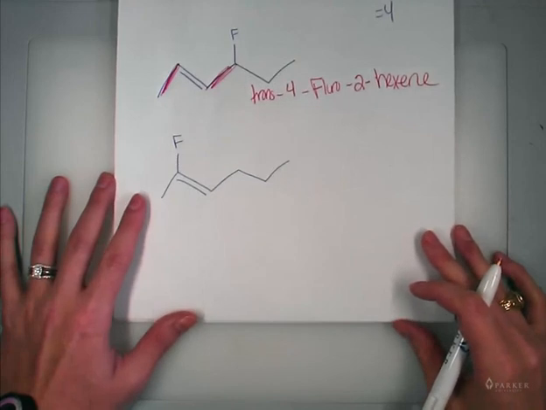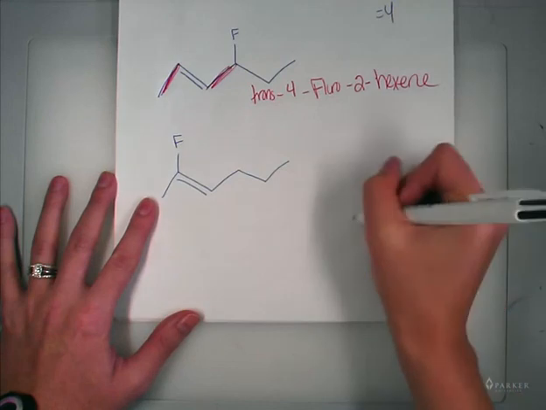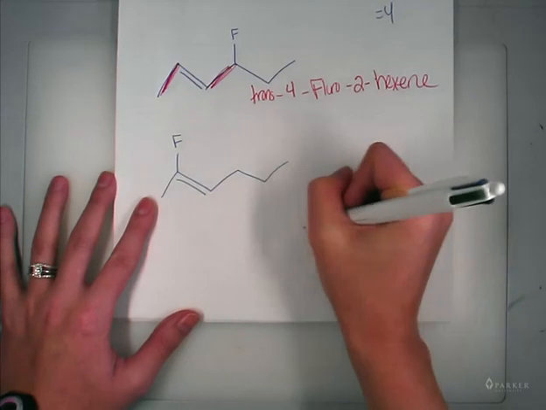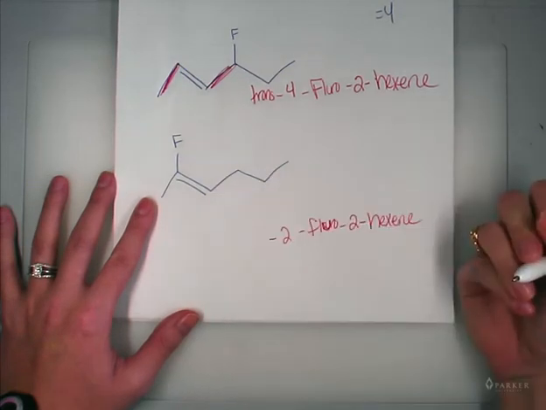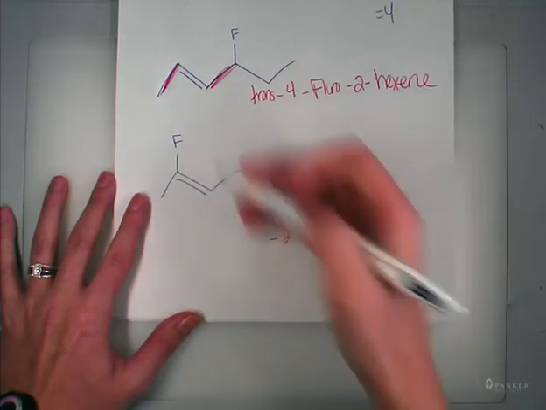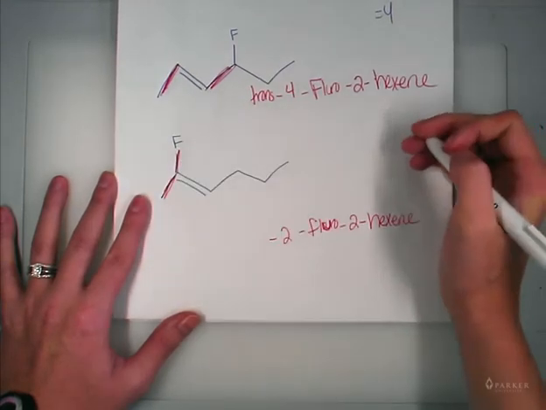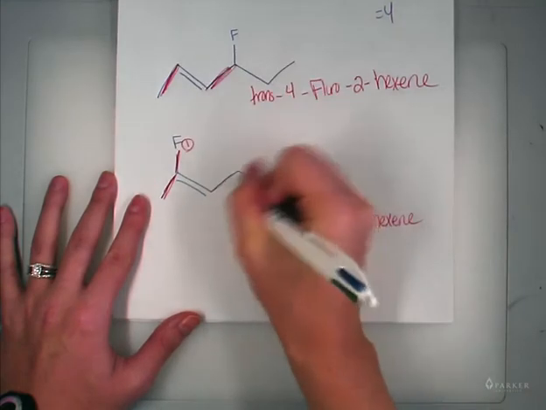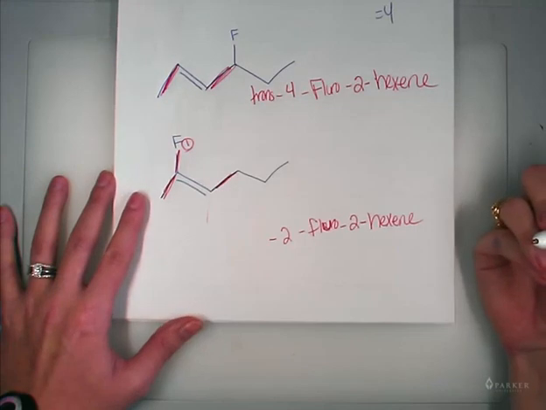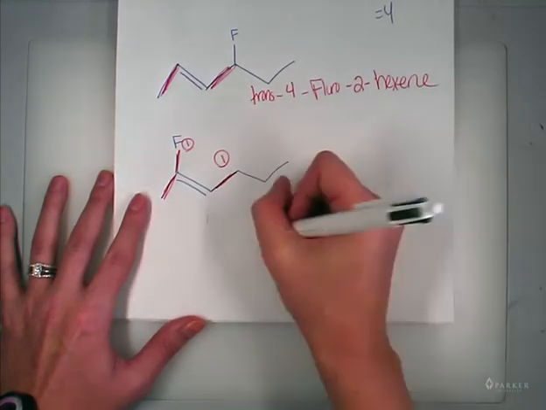What about the next one? Hexene. 2. Fluoro again. And where is fluoro this time? 2. And you say Z. Let's check him. So here and here are coming out the donut. So I have a methyl and a fluorine. Which one's a higher priority? Fluorine, number one. And here I have a chain there. And then what's down here not shown? Hydrogen. So which one's higher? The chain. So one and one. What do we get? Z.